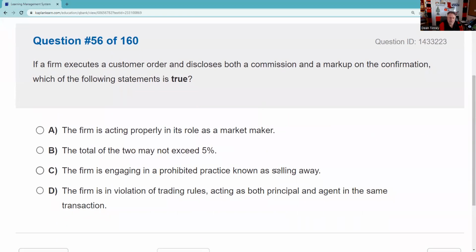If a firm executes a customer order and discloses both a commission and a markup on the confirmation, which of the following is true? Wow, we have to disclose capacity, and we never can be a broker and a dealer in the same trade. How could I act as your agent or broker in negotiations with myself as a dealer principal about a markup or markdown? So we're in violation because we can't be both in the same trade. D, we can be one or the other.